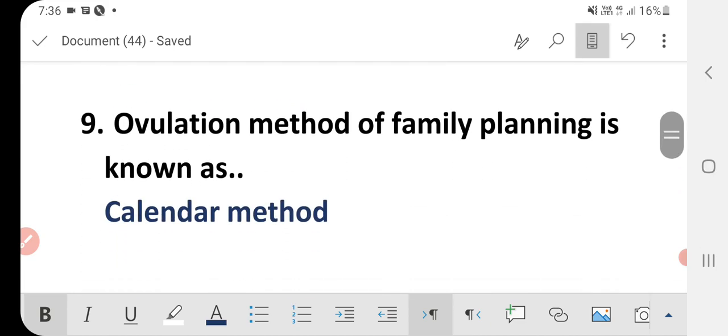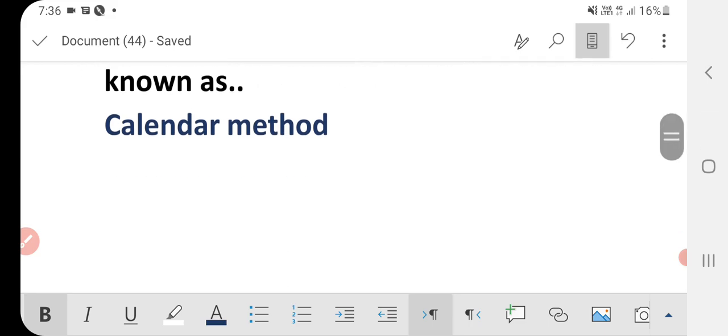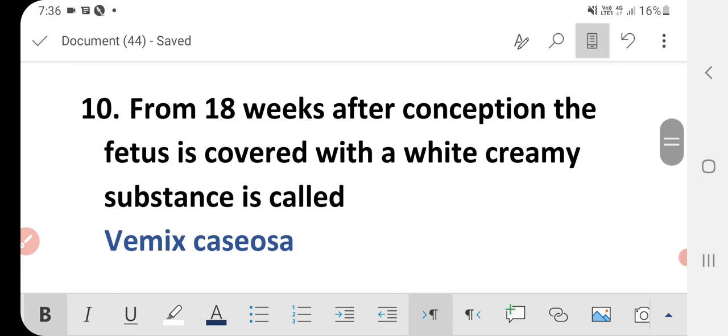Ninth, the ovulation method of family planning is known as the calendar method. 10th, from 18 weeks after conception, the fetus is covered with a white creamy substance called vernix.